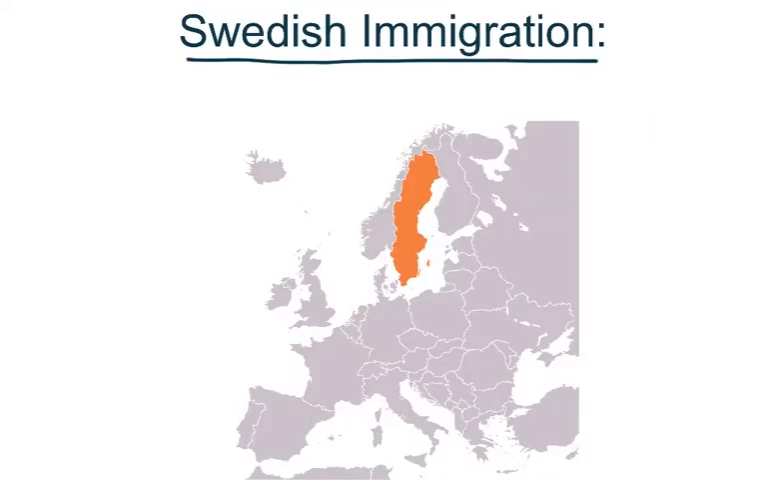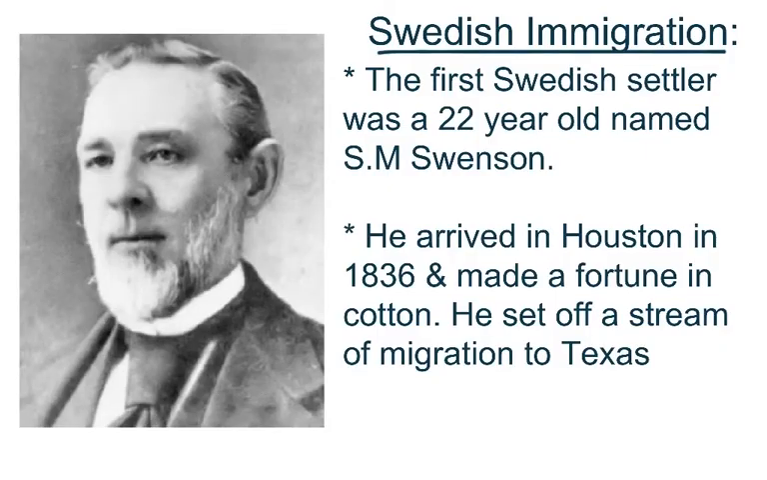Next, we're going to be talking about Swedish immigration, right? And this country in orange right here is the country of Sweden. Now, the first Swedish settler was a 22-year-old named S.M. Svensson, and see right here in this picture, this is actually Mr. Svensson himself. He arrived in what is now present-day Houston in 1836 and made a fortune, or became very rich, in the business of cotton.